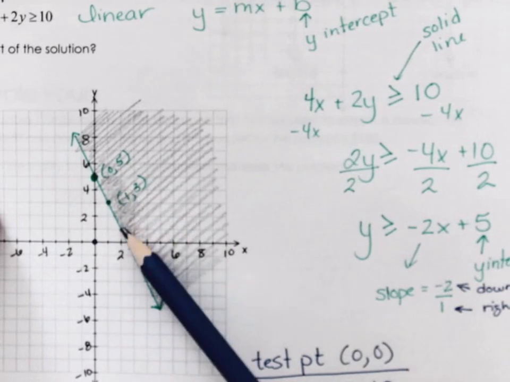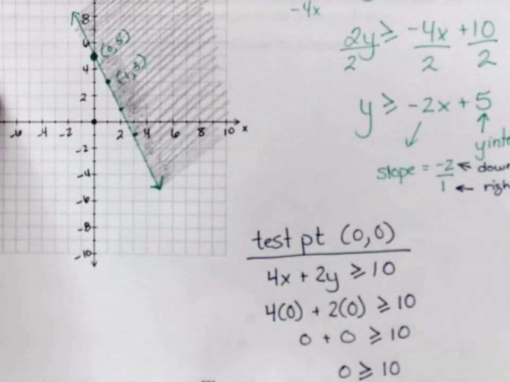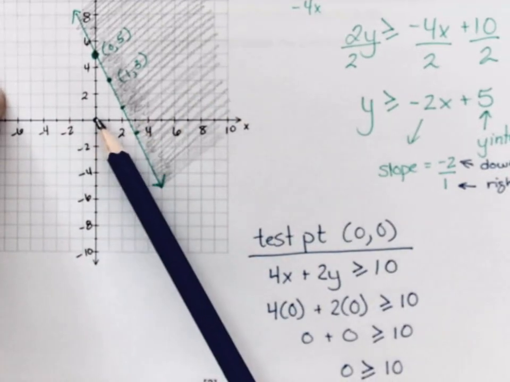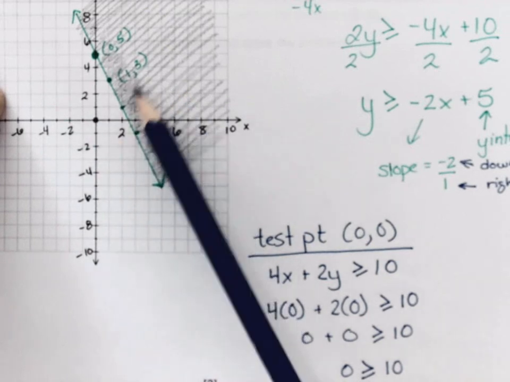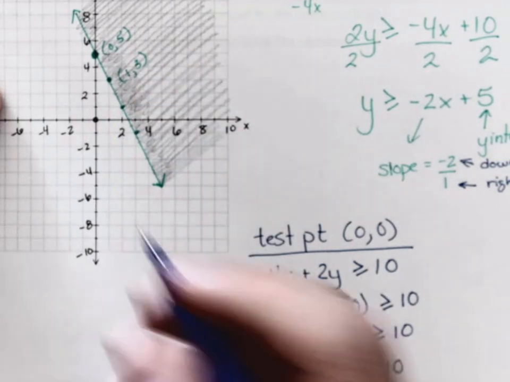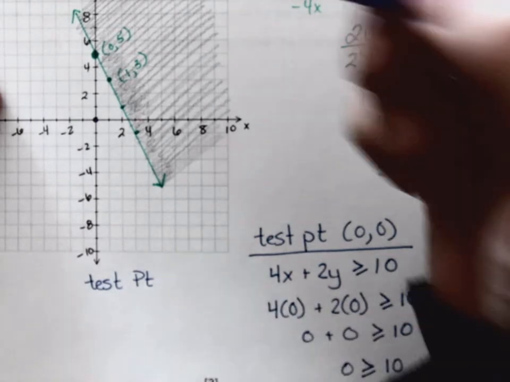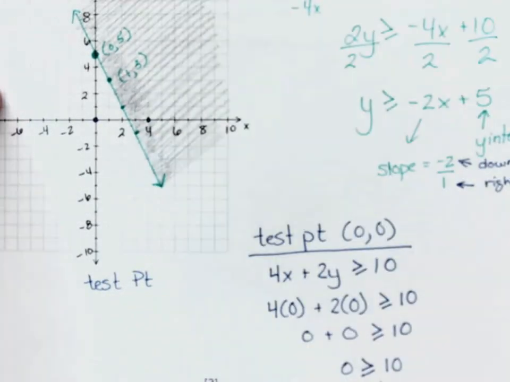Now, if you want to double check your math on a test or something like that, where you don't have an answer key, if this point was false, then maybe you want to test a point in here somewhere, so on the right-hand side of the line. So let's pick another test point, just to prove this to be true. Let's do nice and easy. Let's do 4 and 0.